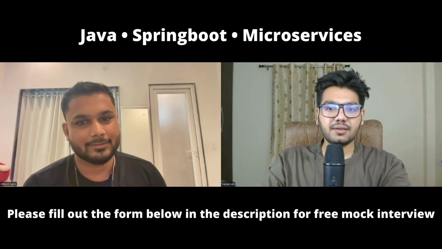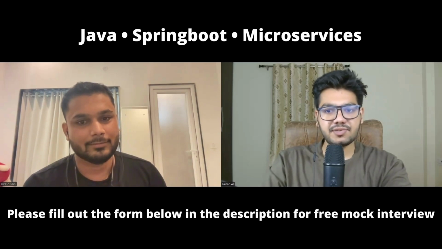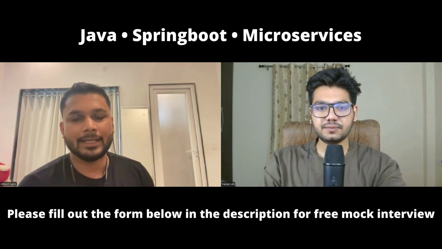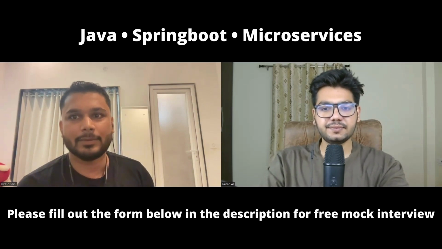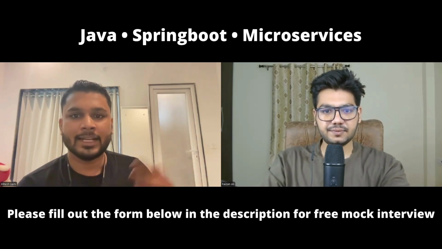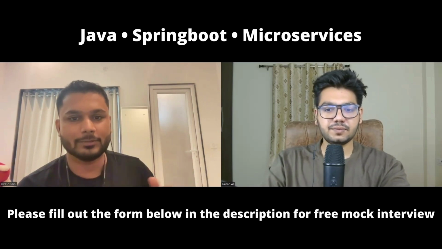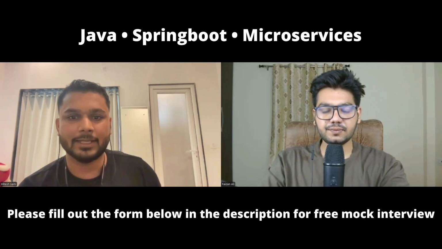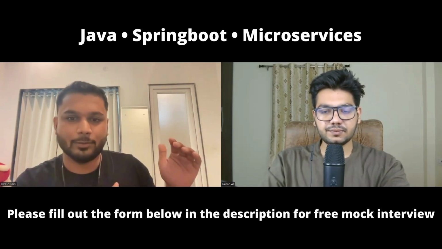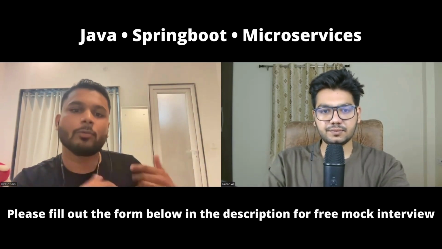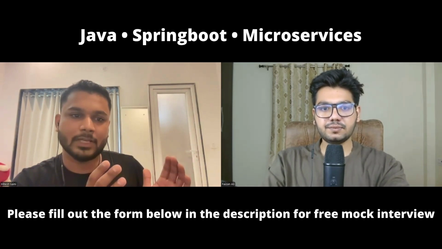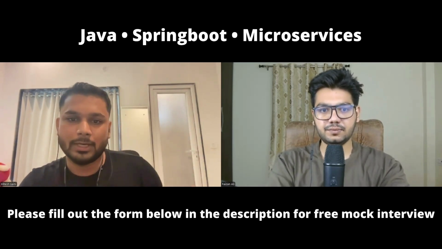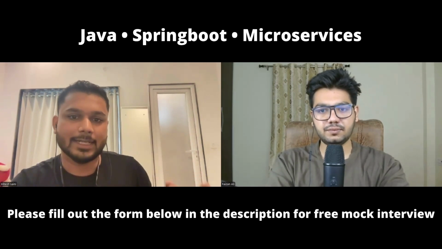Moving ahead, please explain exception handling in Java and what are checked and unchecked exceptions. Basically, exception handling is to handle an unexpected scenario in our code base. If anything unexpected happens in our execution flow, how we handle that situation is called exception handling. Now there are two types of exceptions, one is checked and one is unchecked.